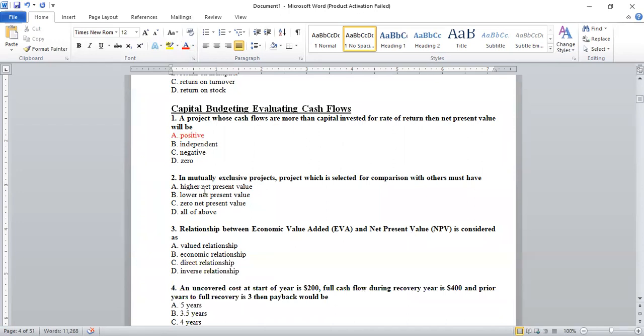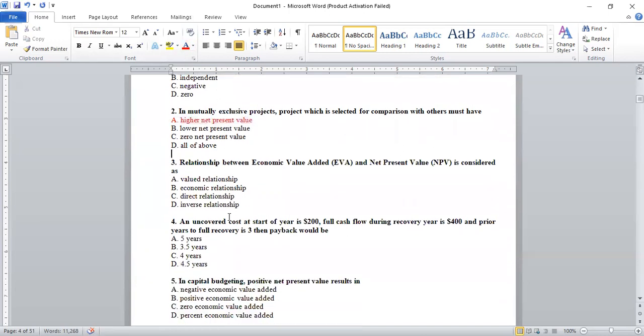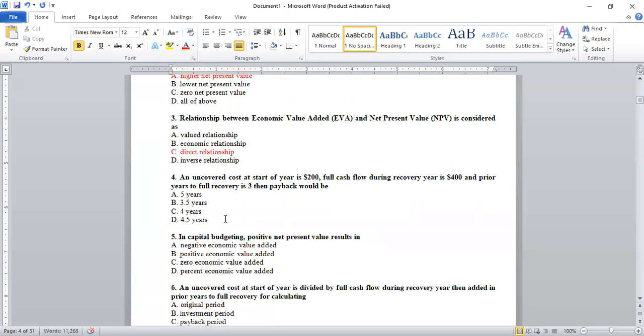In mutually exclusive projects, the project which is selected when compared with others must have a high net present value. Next question. The relationship between economic value added and net present value is considered a direct relationship. Fourth question.